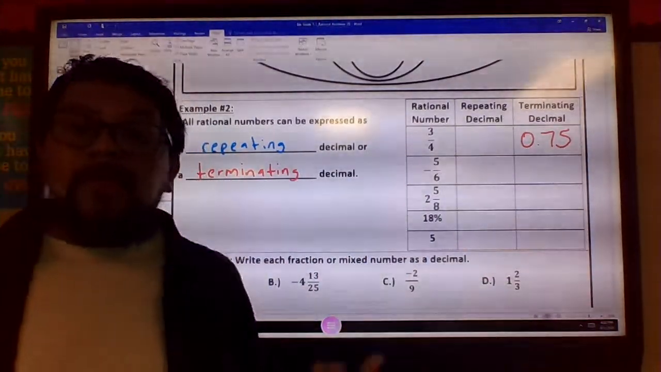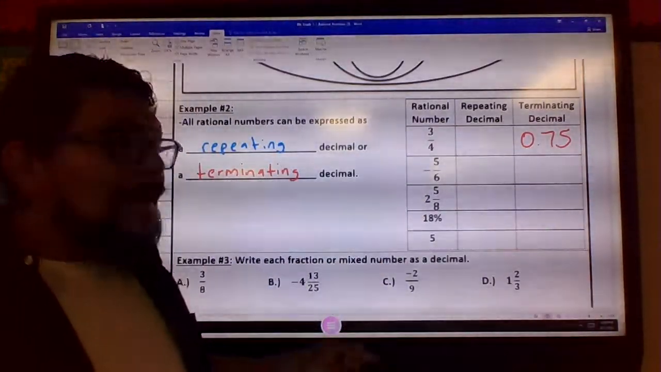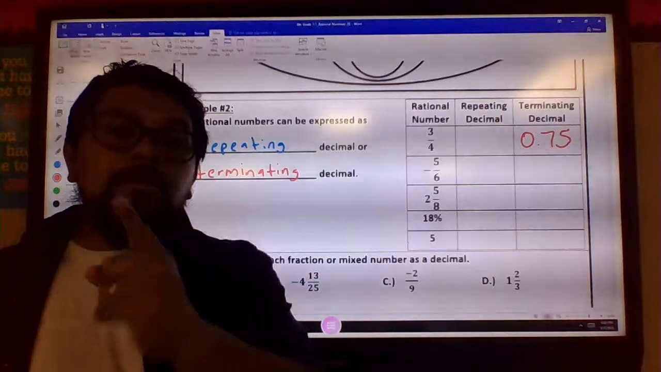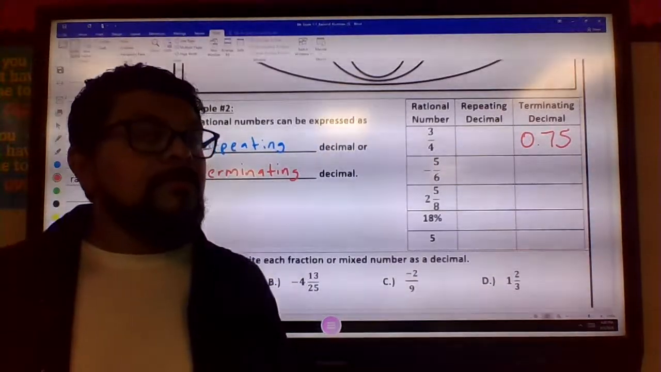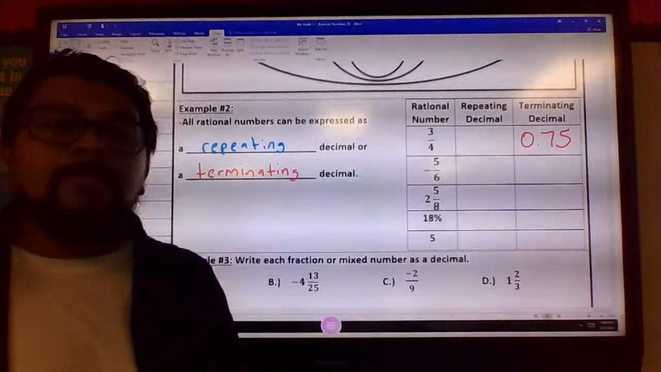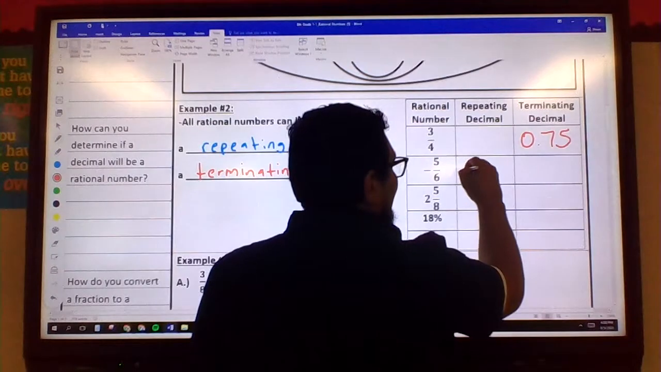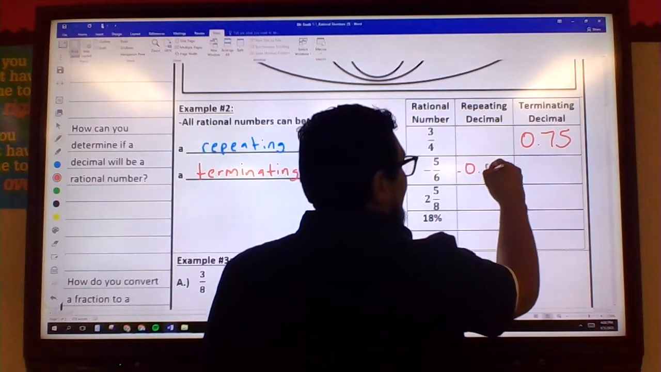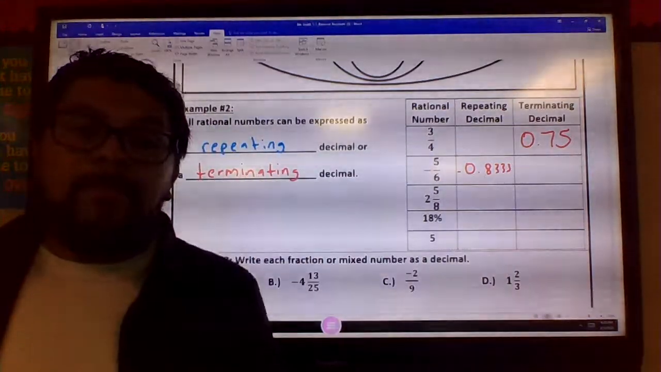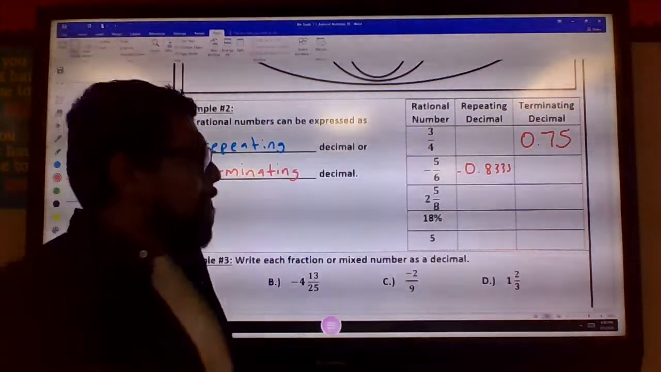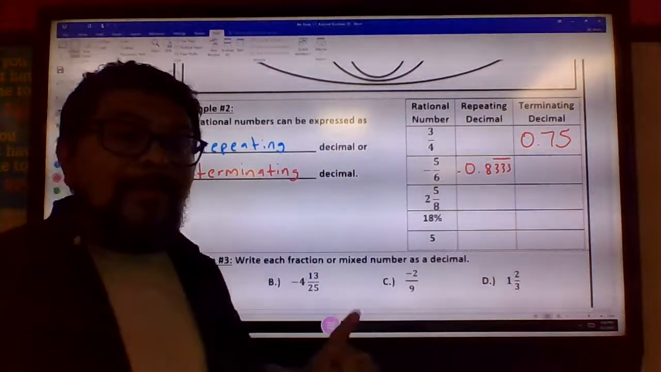But let's find out if it repeats or not. When you put it in your calculator, you're going to get -0.833333. So is it repeating or terminating? It is repeating, right? So it's going to go -0.8333. And then what you're going to do, which you probably did before, is put a bar above the 3's. It's going to go above the 3's, okay? Not the 8, but the 3's.